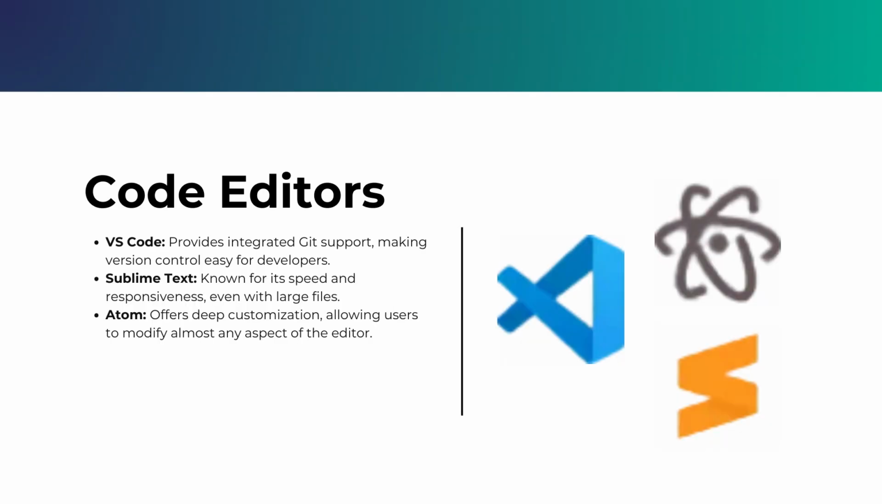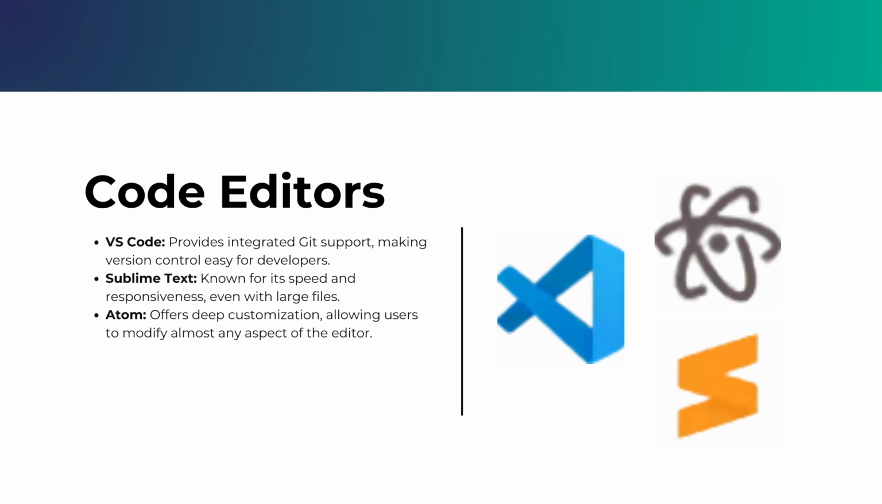Let's start with code editors, one of the most essential tools for any web developer. Code editors are where you'll write and edit your code. They provide useful features like syntax highlighting, auto-completion, and debugging tools to make coding smoother. There are several great code editors available, and you might want to try a few to see which one suits your workflow best. The most popular options include Visual Studio Code, VS Code, Sublime Text, and Atom.